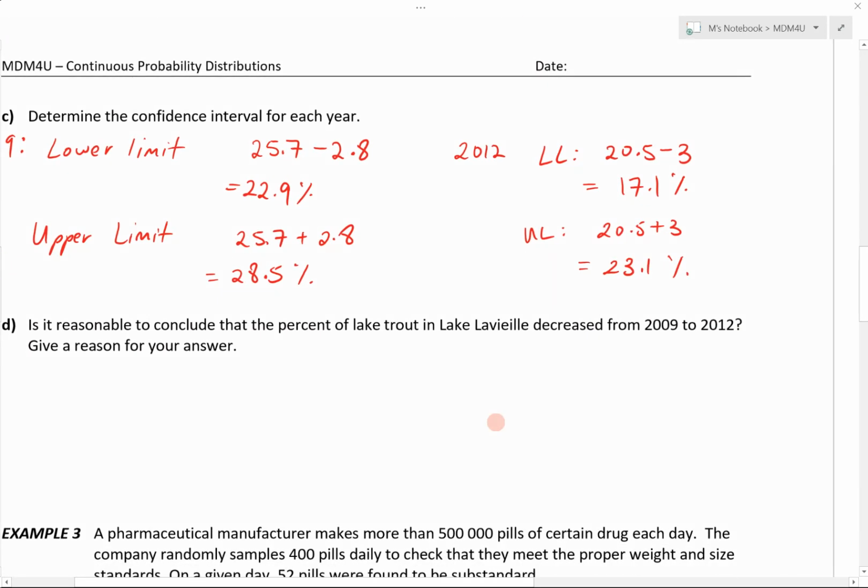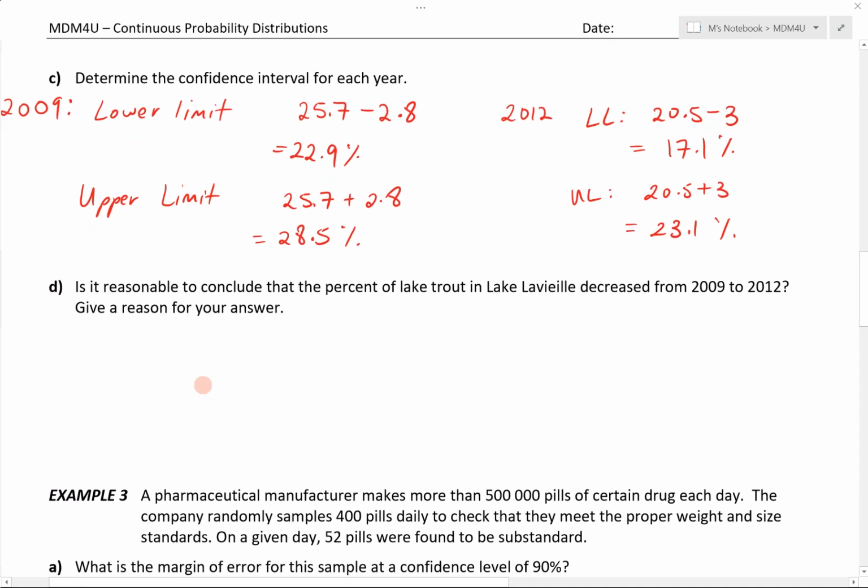So, is it reasonable to conclude that the percent of lake trout in Lake Levi decreased from 2009 to 2012? So it looks like the lower limit has decreased from 22.9 to 17, and the upper limit has also decreased from 28.5 to 23. Does that mean that the percent of lake trout has decreased overall between those 3 years? Well, I can say that, first of all, a 95% confidence level is used. So it's a certain amount of confidence here. But the two confidence intervals overlap. There is an overlap, okay? Because the upper limit of the 2012 data is above the lower limit of the 2009 data. So that overlap means that the 2012 data could fall within the 2009 confidence interval.